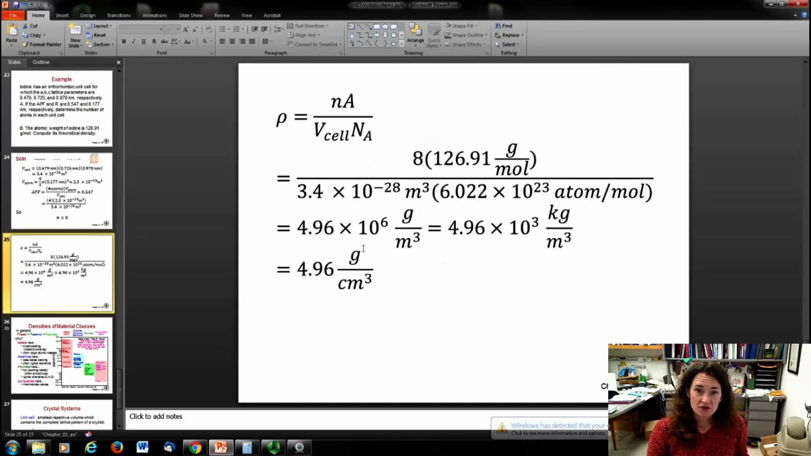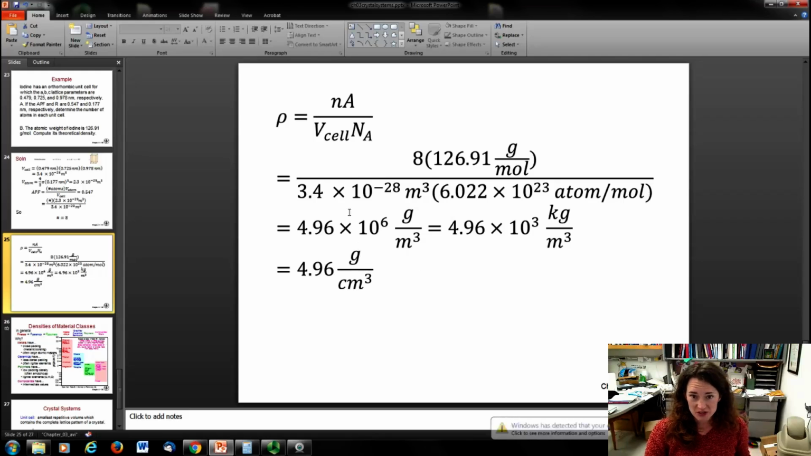Now, we can also use our formula for our theoretical density and solve for it. So now we know the number of atoms in the unit cell. It's 8. We solved for that in part A, so we can plug that in. Here is the atomic weight. It's given in grams per mole, okay? So we're going to multiply times that. And then we divide by the volume of the cell, which we already solved for, 3.4 times 10 to the minus 28. And then we multiply by Avogadro's number. You can see here the purpose of Avogadro's number is as a conversion factor, because if you have your atomic weight in grams per mole, then you need to convert that out. Okay, so that's what we've done here.